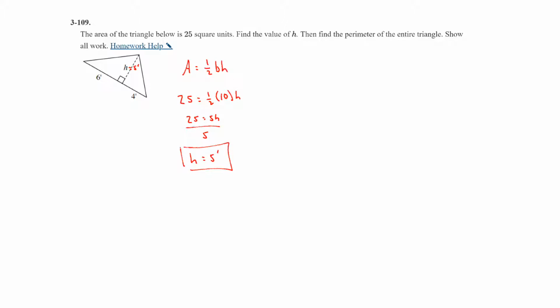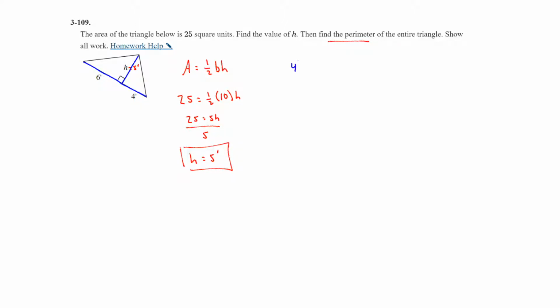But it also wants us to find the perimeter. So to find the perimeter, we do need to do some additional things because we don't have the side lengths of the bigger triangle there. So now that we know the height, we have 2 right triangles. So we just need to be able to find the hypotenuse of each of those. So I'll start with the smaller one.